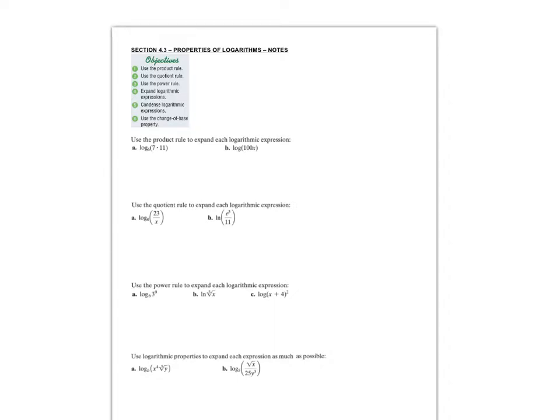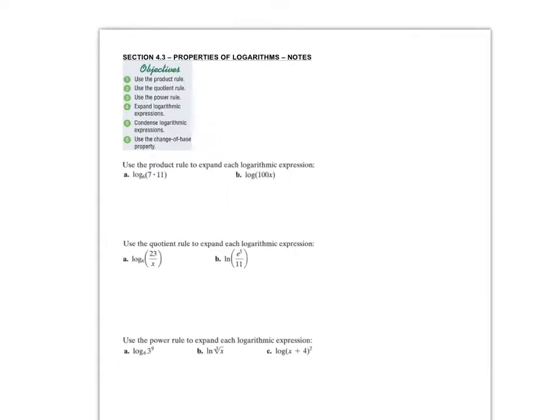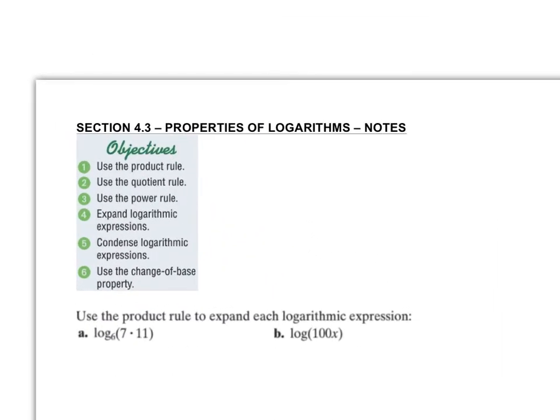Hello, welcome back. This is a video over section 4.3, and we're going to be talking about properties of logarithms. So we've got a couple of properties. We've got the product rule, the quotient rule, and the power rule. And what that allows us to do is take a single logarithm like this one and expand it out, or take a really big logarithm and condense it back down, okay? And we're also going to use the change of base property.